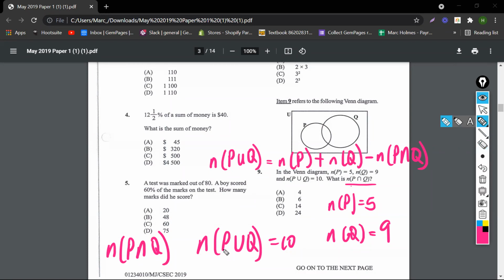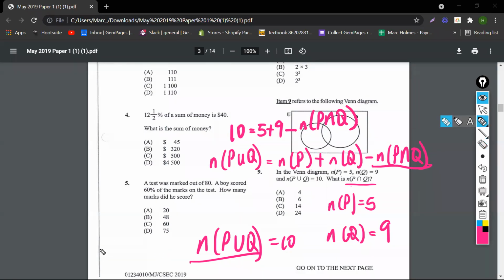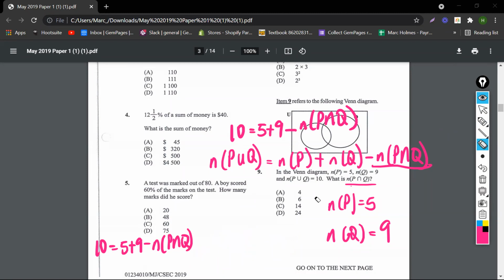But remember, it says that N of P union Q is 10, N of P is 5, N of Q is 9, so that's 5 plus 9 minus what we need to find, N of P intersect Q. Cool. So this is what we're going to end up with, guys. Let me give myself some space here. We should end up with 10 is equal to 5 plus 9 minus N of P intersect Q. This is exactly what we should get.